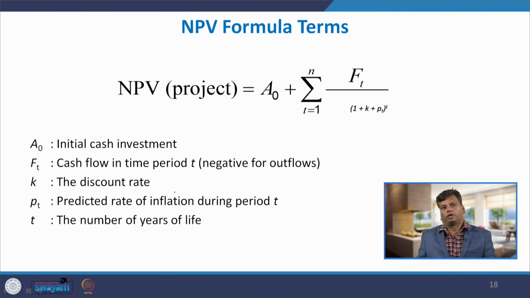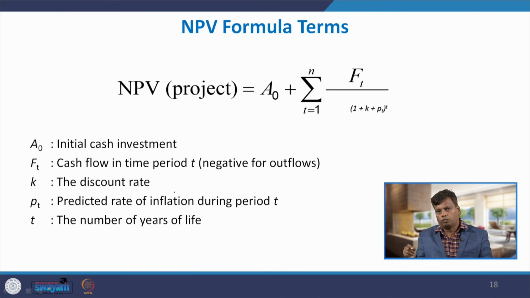And what is the formula for net present value? The net present value of the project is A0, that is your initial cash investment, plus the sum of the present value of cash inflows. F_t is the cash flow in time period t. We use a negative sign for cash outflows. For example, A0 is an investment, so we use a negative sign there. Here K represents the discount rate and P represents the predicted rate of inflation during the period t. The small t represents the number of years of life.